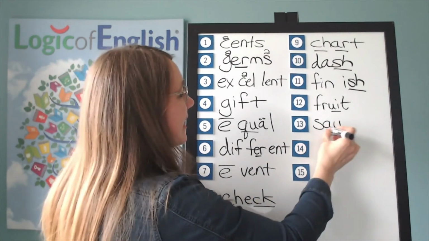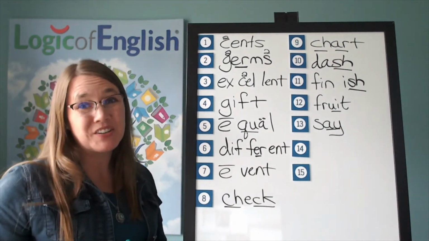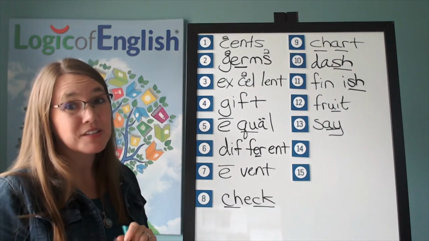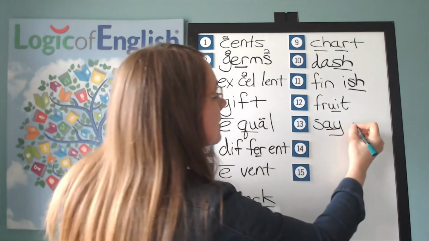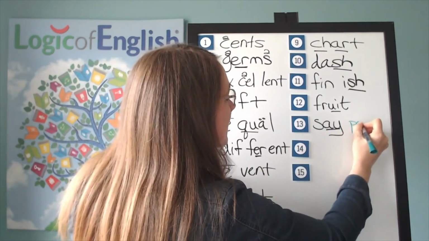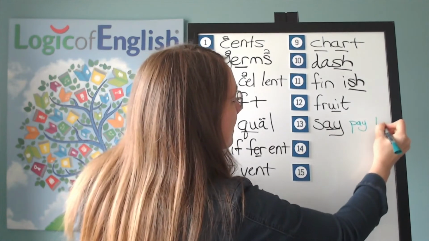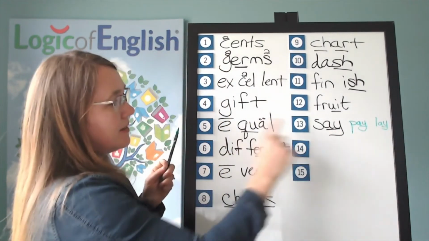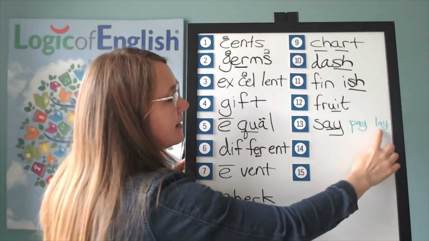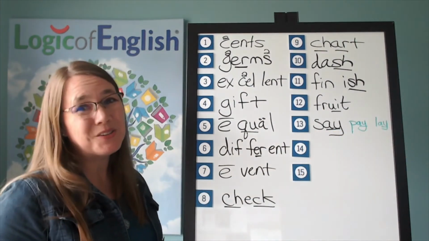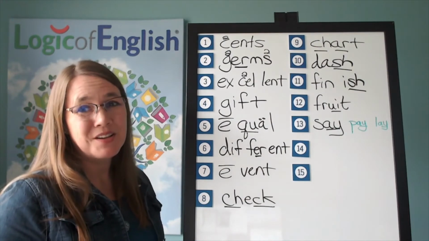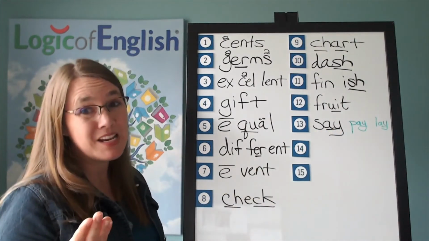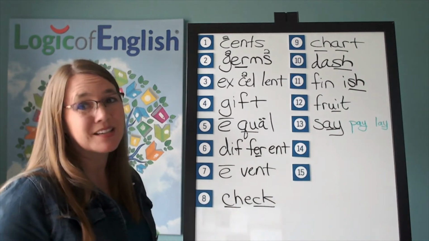We'll underline the A. Now, as we learn the next few words, I actually want to look at a few others at the same time. So I'm going to write two more words here, and we'll read them and talk about them. So we have say, pay, lay. What do you notice about each of these words? You're right, they all end in two-letter A that you may use at the end of English words.